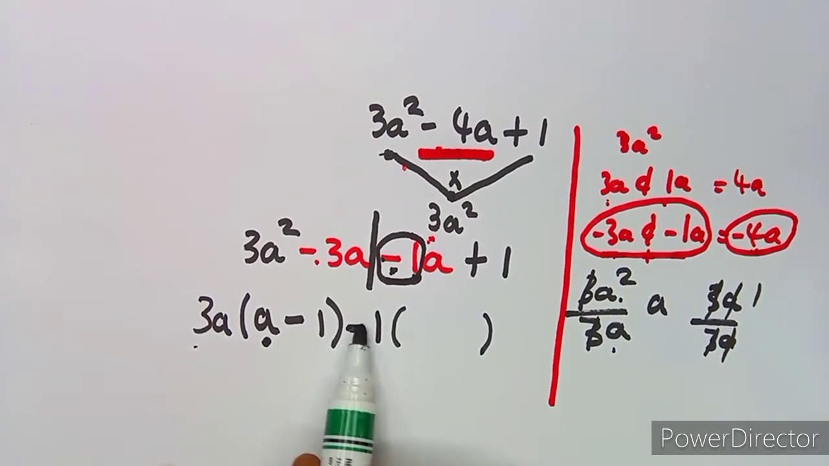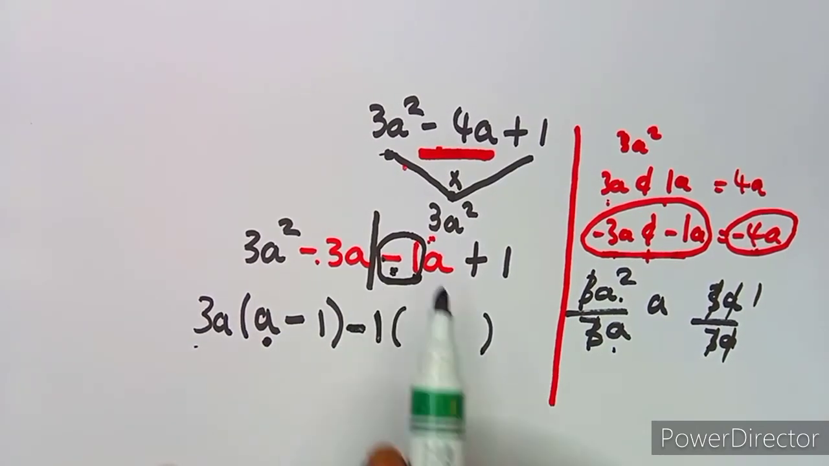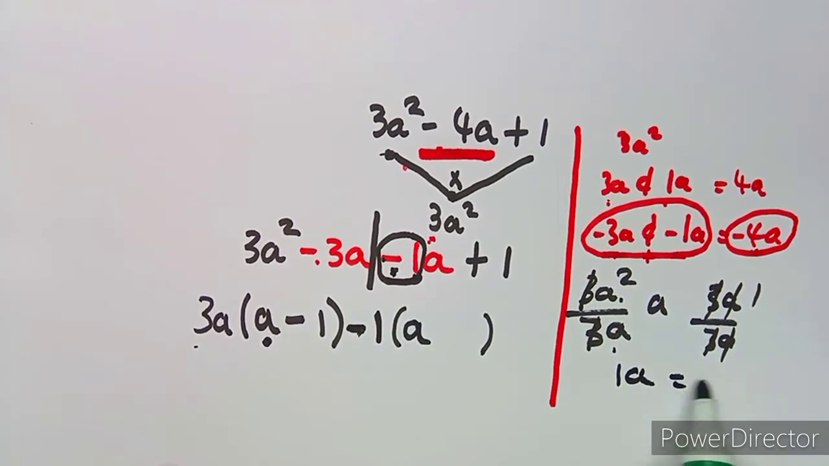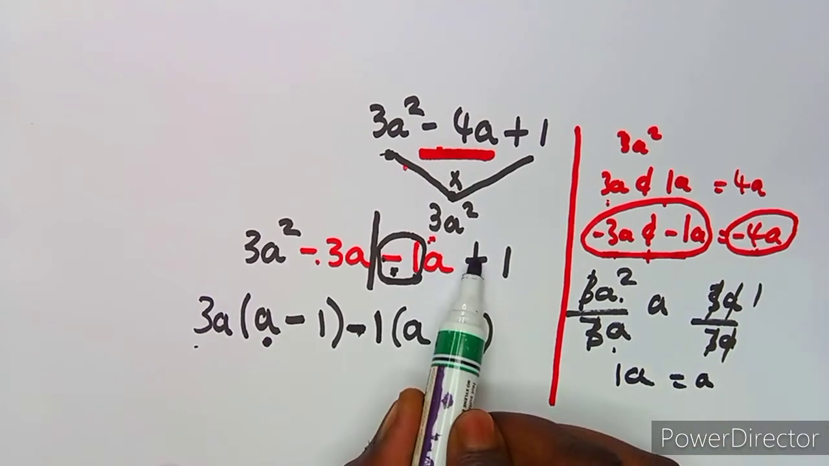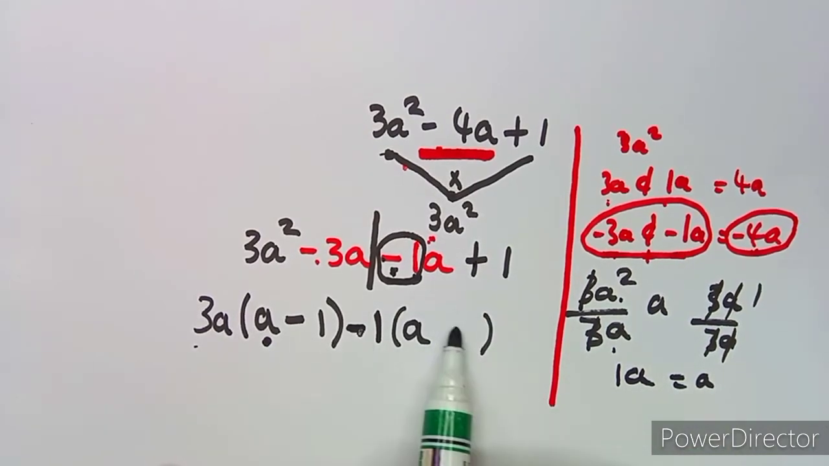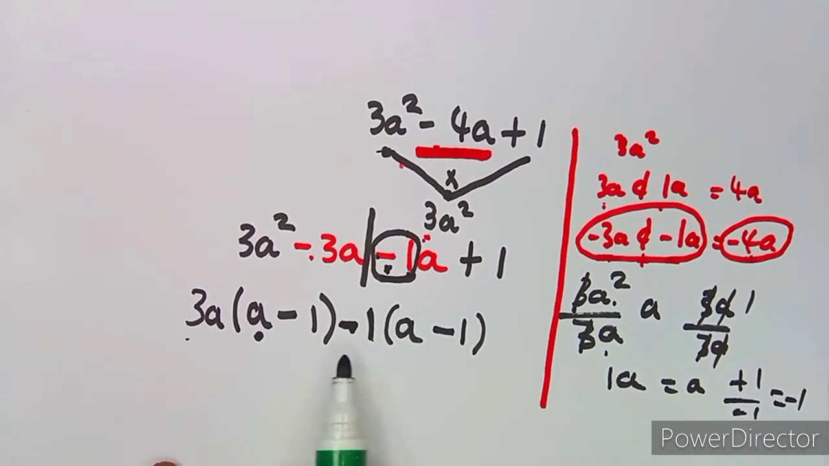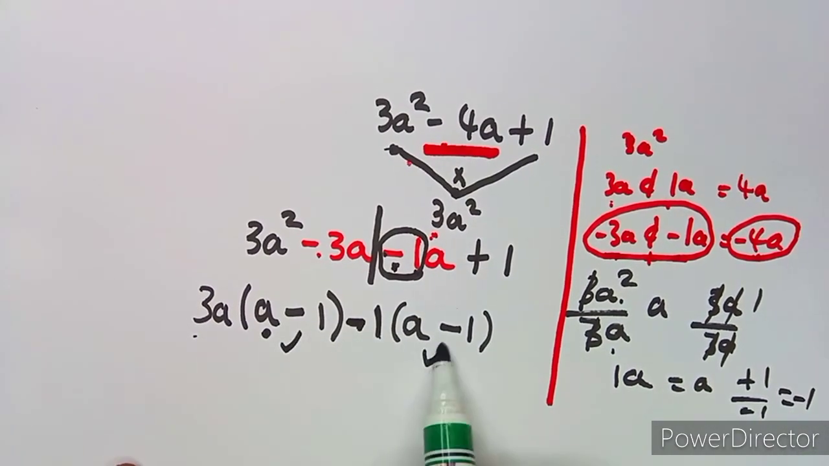The moment I factor out negative 1, that means minus 1 divided by minus, minus and minus, that's a plus. So I'm going to be left with plus 1a, which is same as a. Plus divided by minus, that's a minus. 1 divided by 1, that's a 1. So it's plus 1 like this, divided by minus 1. This is going to give us minus 1. So as you can see now, these brackets are the same.